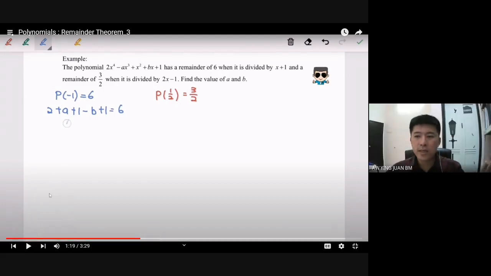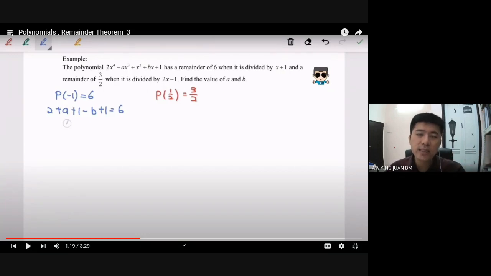Take note, bila kita dah baca soalan, okay, has a remainder 6. Maksudnya kita dah ada satu information. When it is divided by x plus 1, so p(-1) equals to 6. Dapat satu markah. Okay, n. The meaning n is full stop. Right? Full stop. A remainder of 3 over 2 when divided by 2x minus 1. Automatic p(1/2) equals to 3 over 2. So salah satu ini you dapat satu markah. Salah satulah.